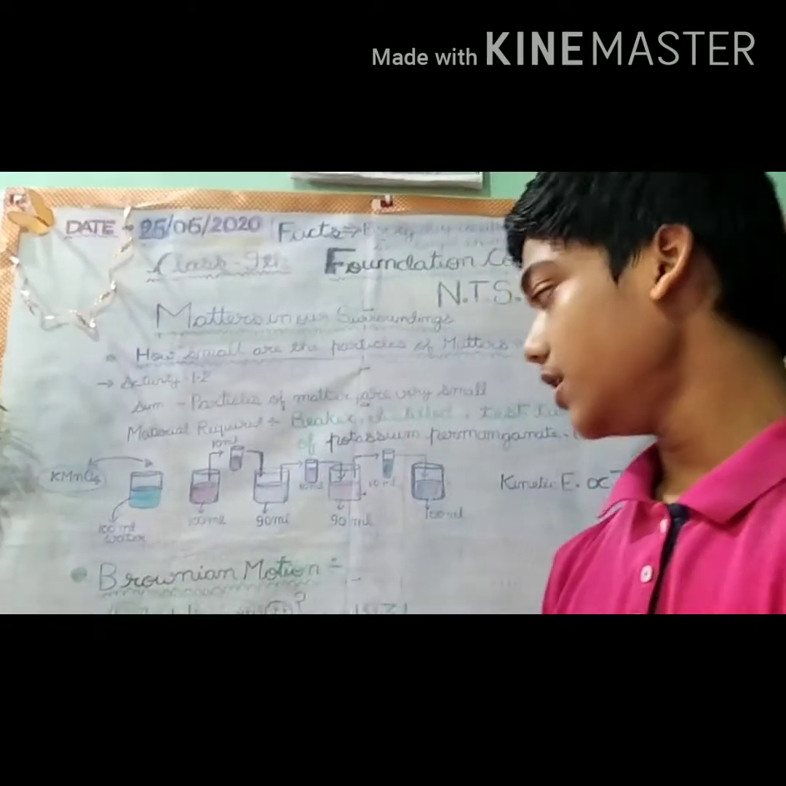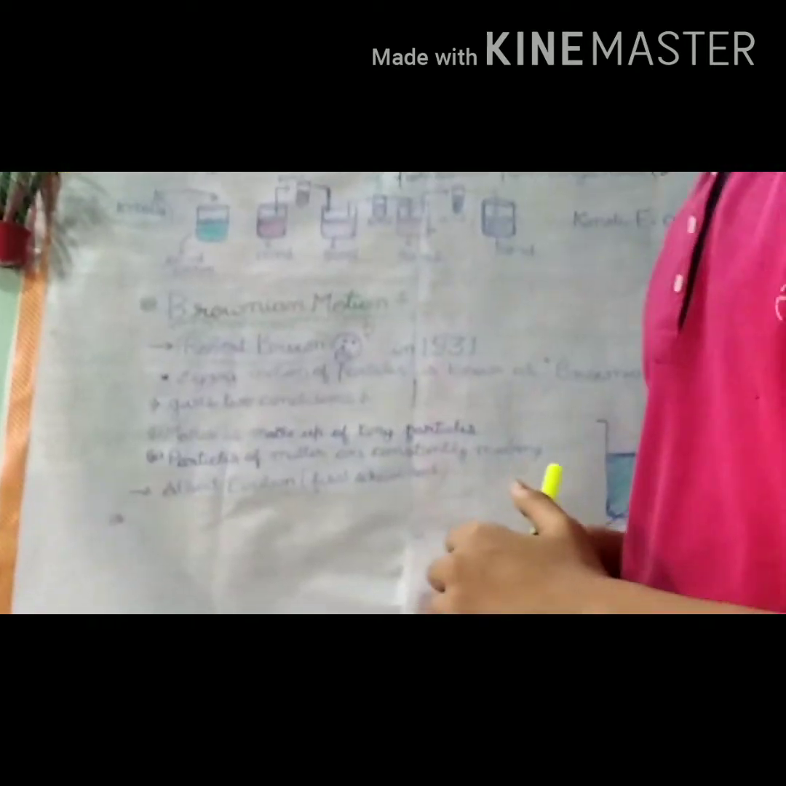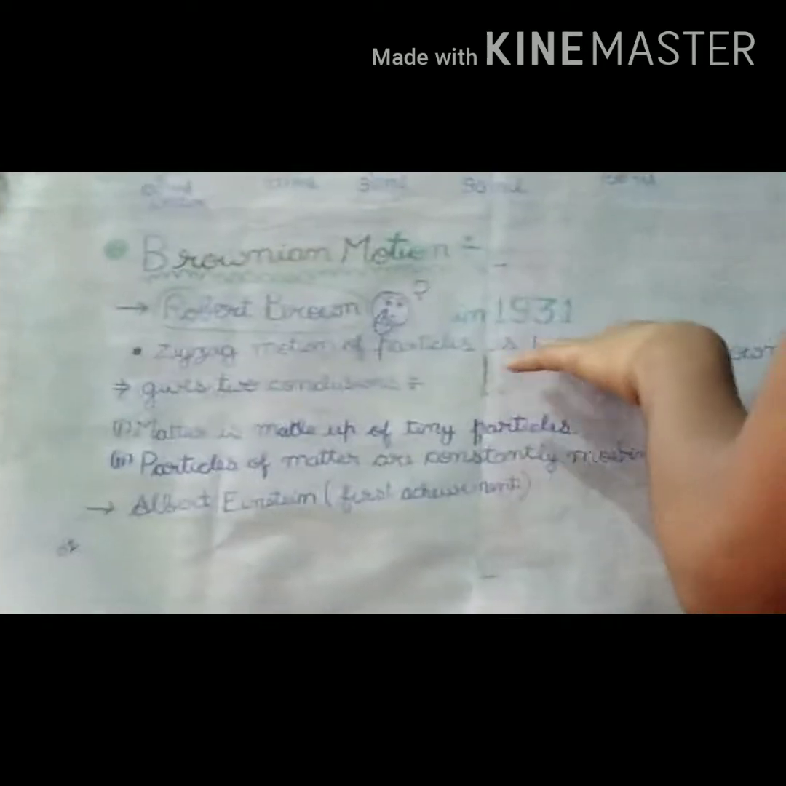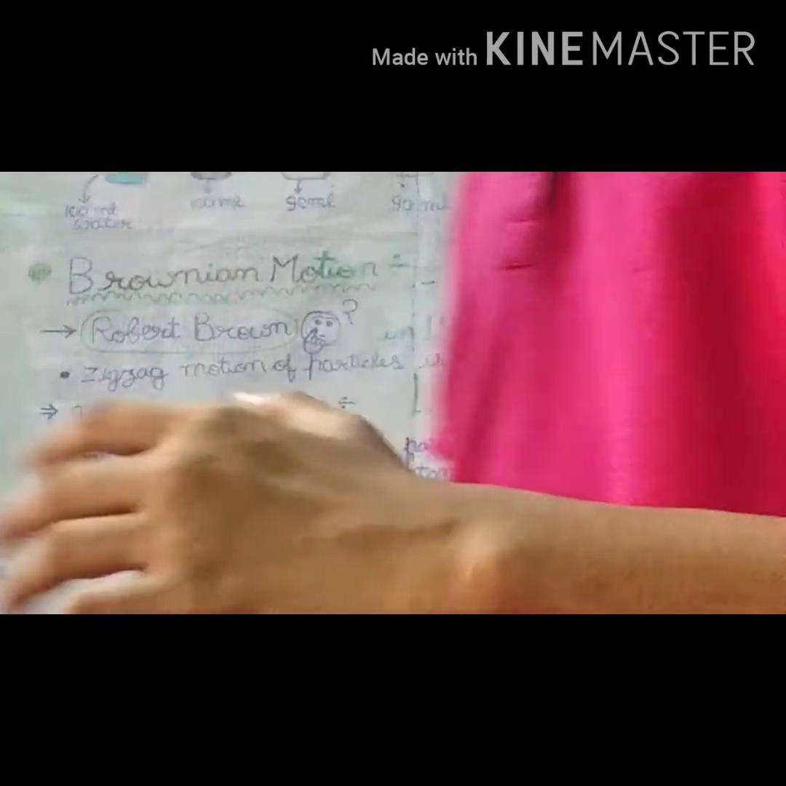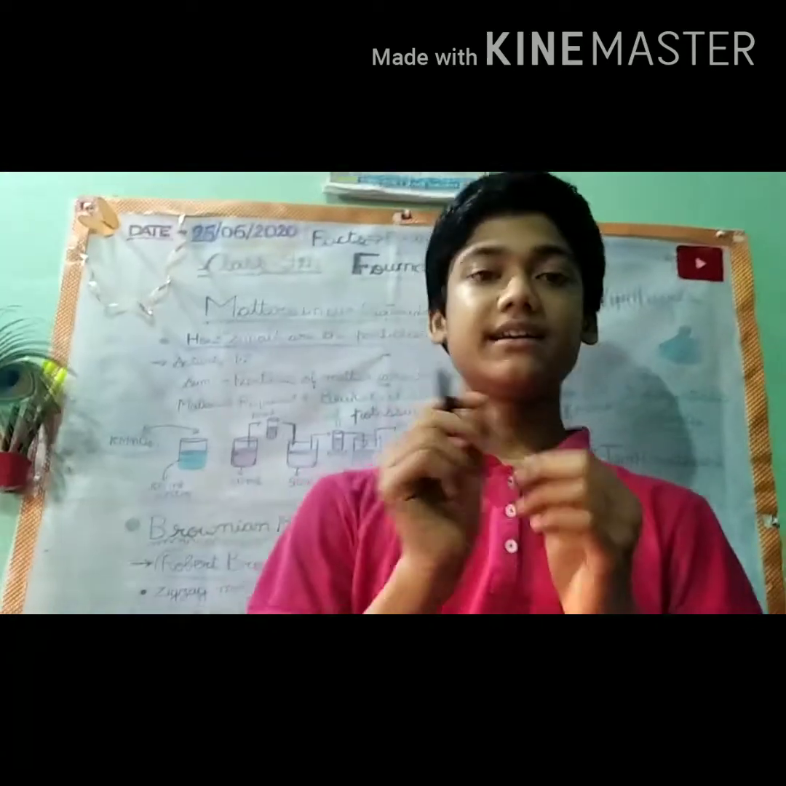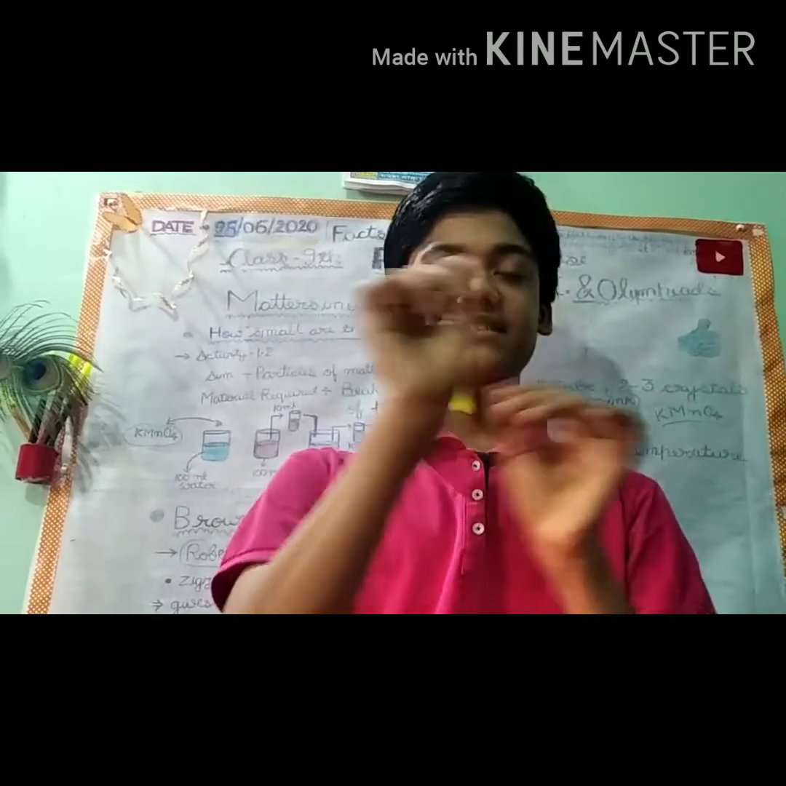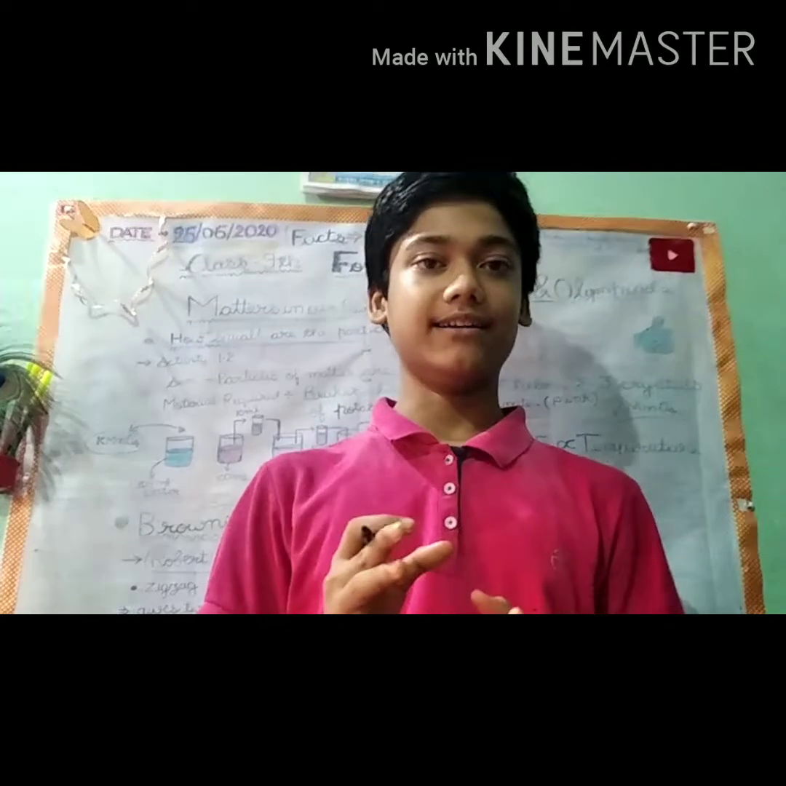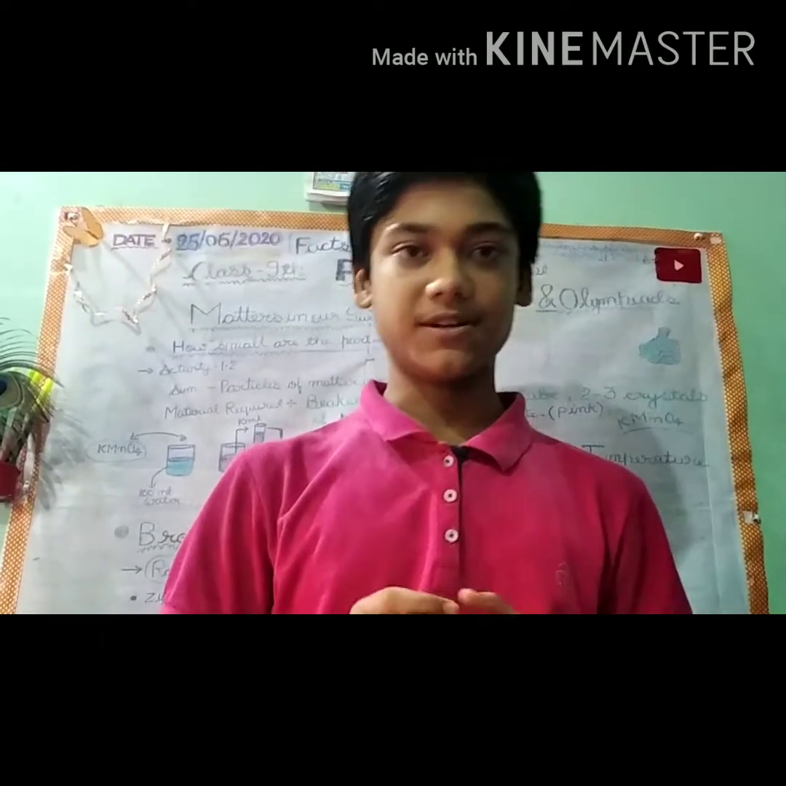So let's begin our topic on Brownian motion. So what is Brownian motion? A zigzag motion of particles is known as the Brownian motion. The particles of the matter are moving in a random way, in a zigzag way, and that movement of the particle, that motion of the particle, is known as the Brownian motion.